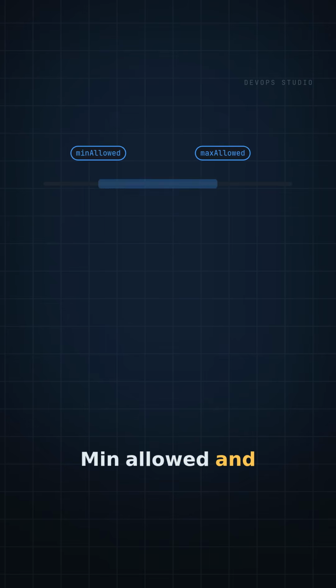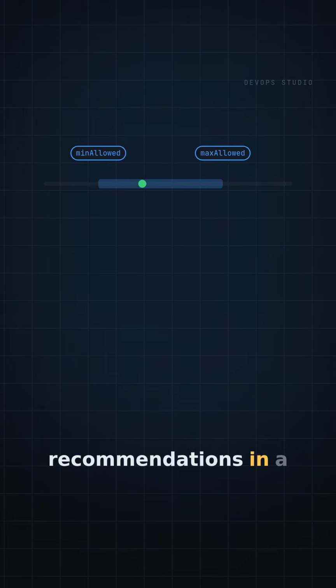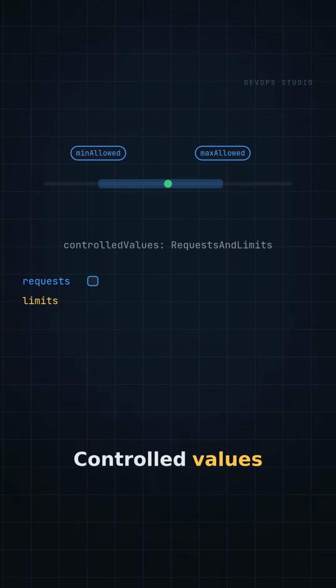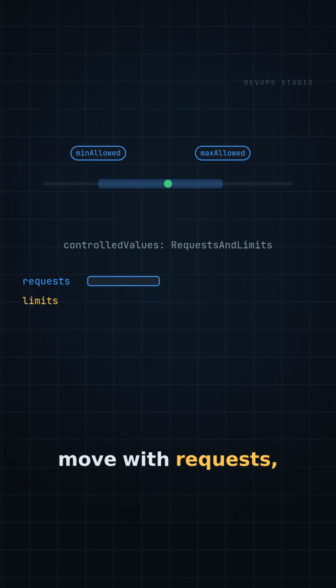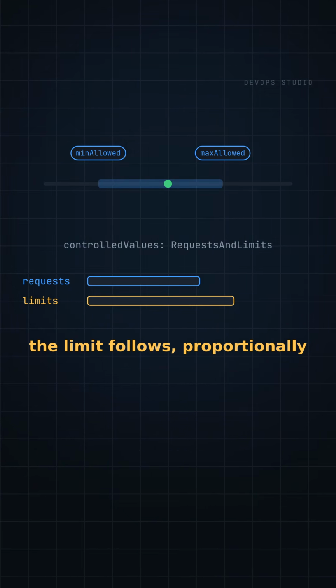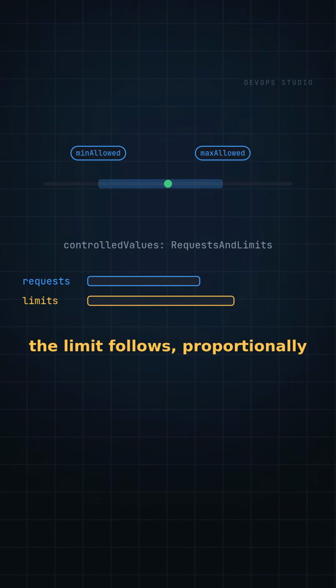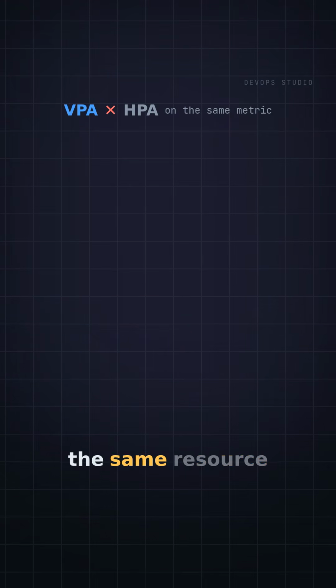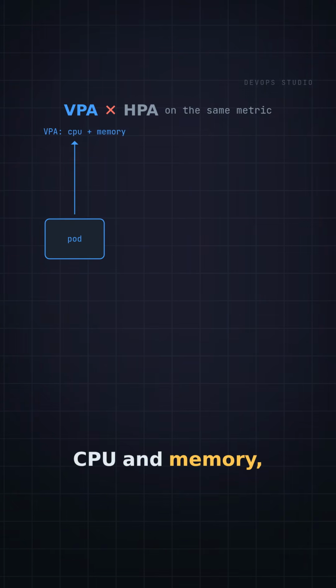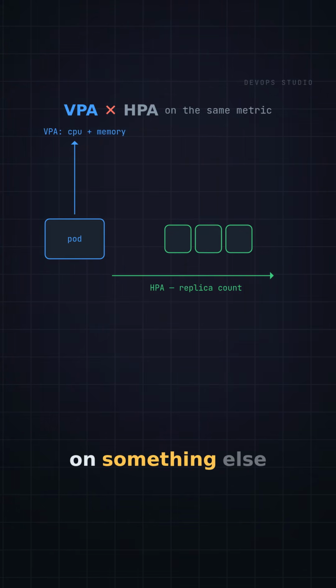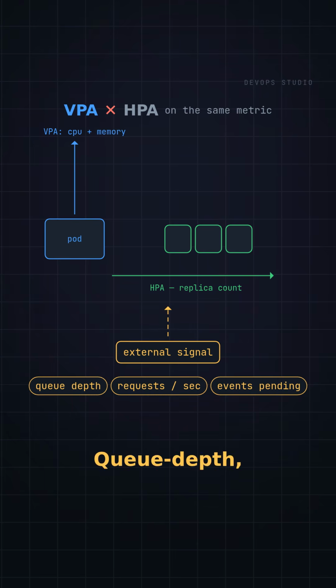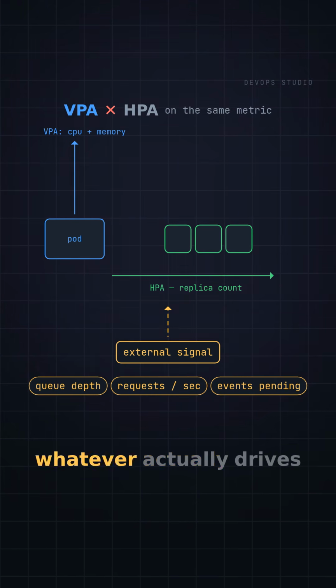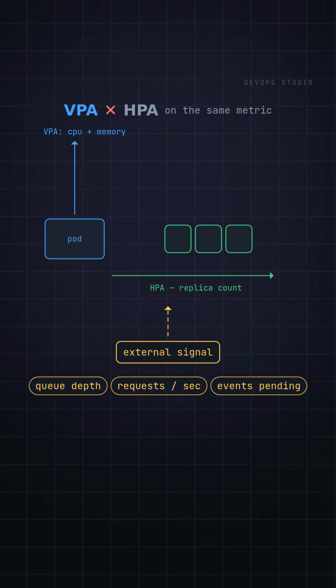Min allowed and max allowed keep recommendations in range. Controlled values decides whether limits move with requests, and by default they do. Scale proportionally. Never put VPA and HPA on the same resource metric. Let VPA own CPU and memory, and scale horizontally on something else entirely. Queue depth, requests per second, whatever actually drives your load.